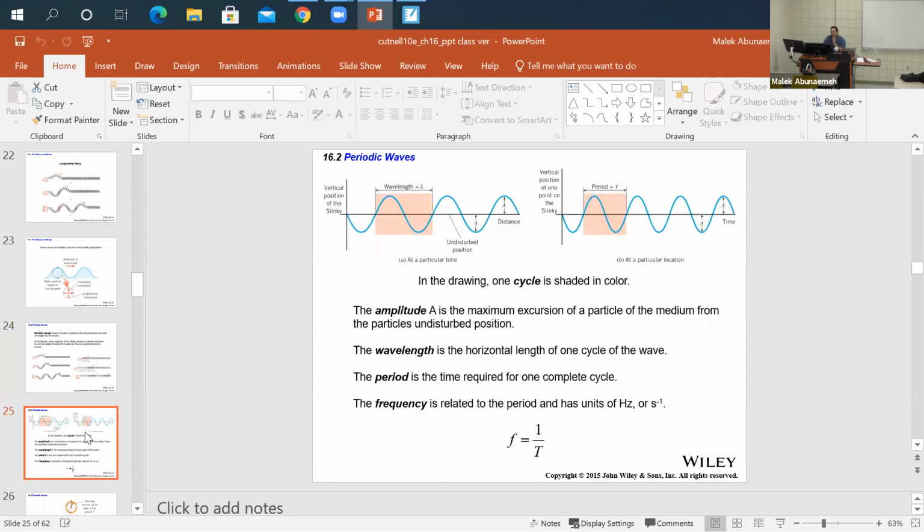Now we also define the amplitude, which is the maximum displacement of the particle of the medium from the particle's equilibrium position. Basically, it's from your medium line to the trough or to the peak. Your wavelength is the horizontal length of one cycle of the wave. You can also go from one point to the same point on the next wave, and that should give you the same wavelength. The period is the time required for one whole cycle to be complete. And the frequency is how many cycles you're doing per second.